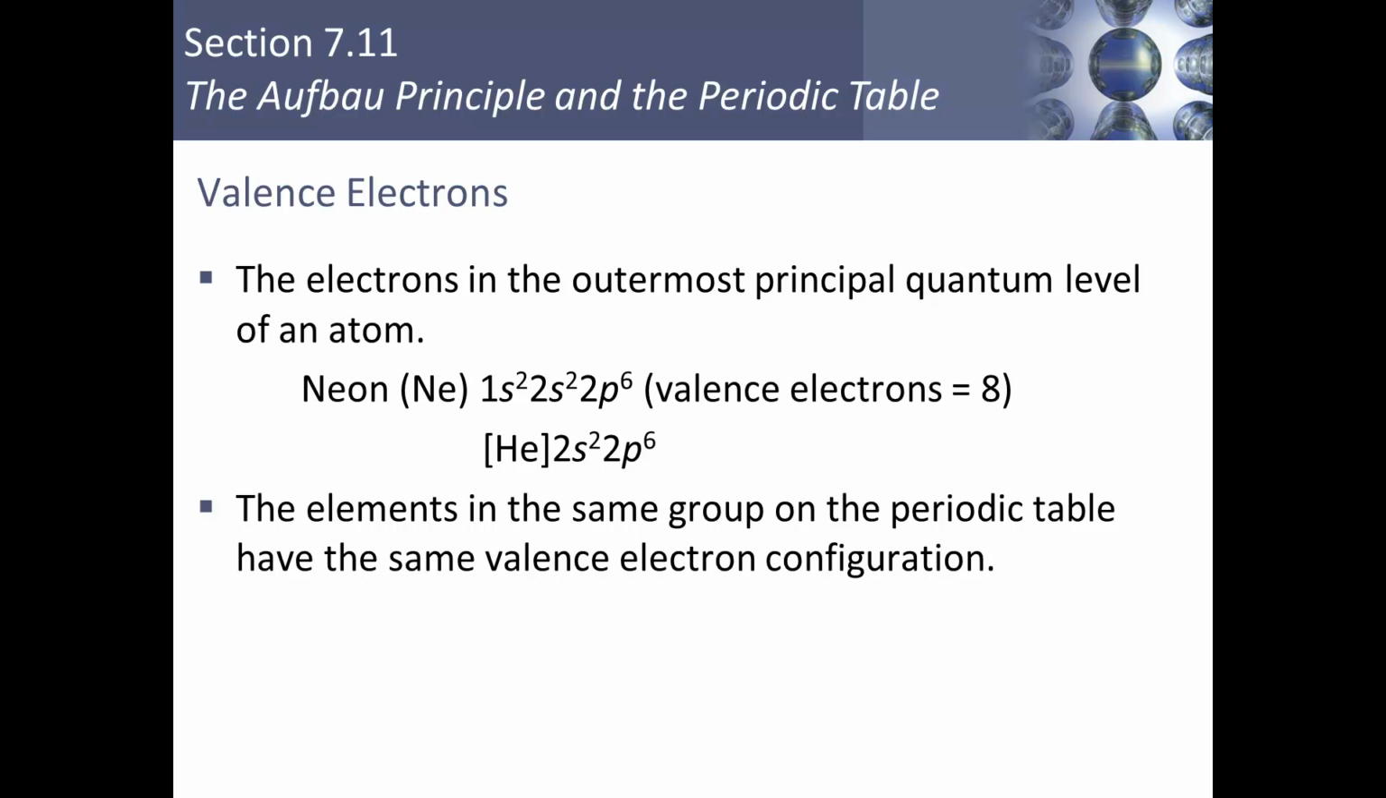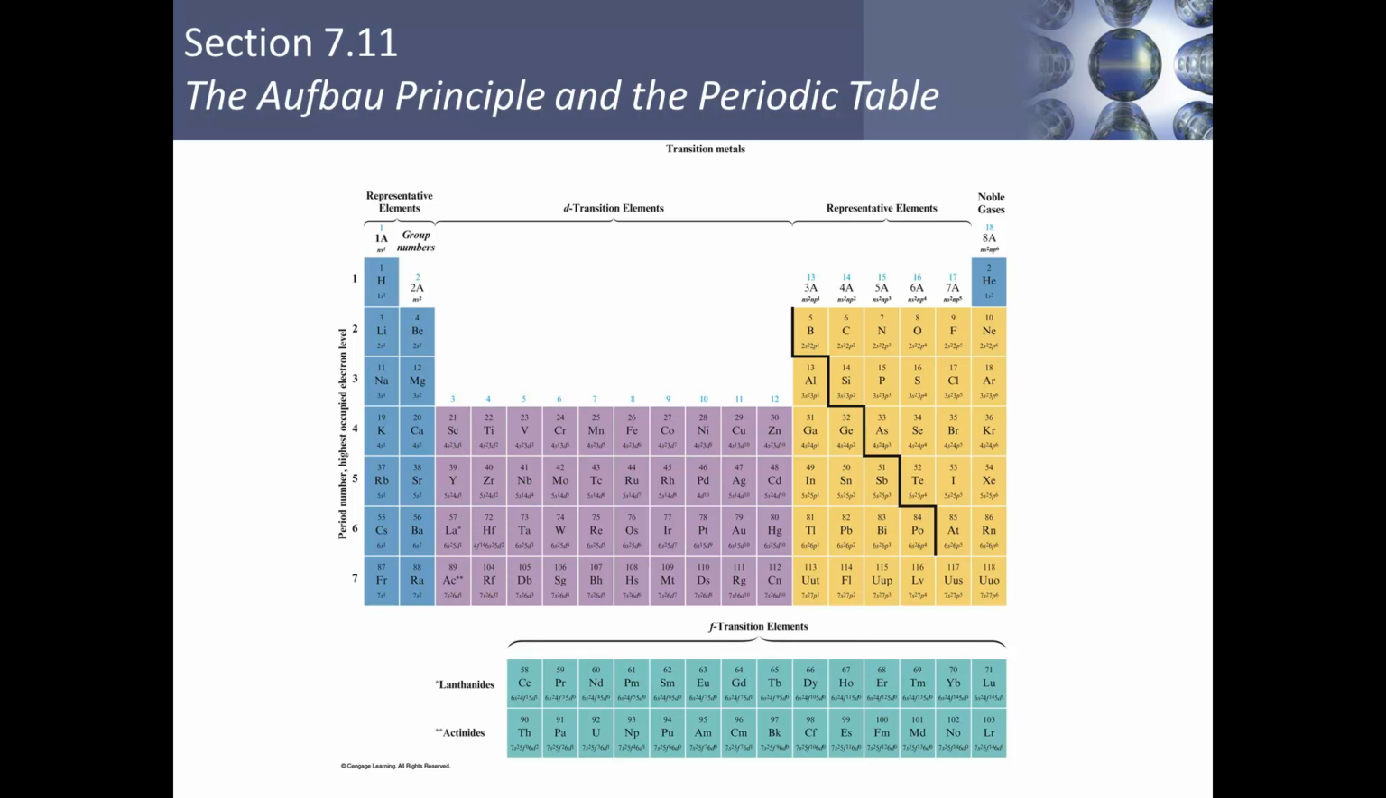Again, keep in mind that elements in the same group, in the same vertical column of the periodic table, will have the same number of valence electrons. The only difference will be the principal quantum level that those electrons are placed in. So if we look at the entire periodic table, all group 1A elements have a single electron in their outermost s orbital. All group 2A elements have 2 electrons in their outermost s orbital.